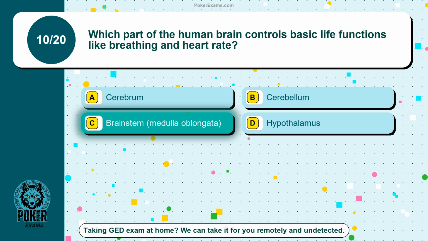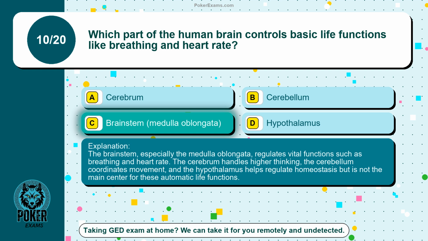The correct answer is option C. Brainstem, medulla oblongata. The brainstem, especially the medulla oblongata, regulates vital functions such as breathing and heart rate. The cerebrum handles higher thinking, the cerebellum coordinates movement, and the hypothalamus helps regulate homeostasis but is not the main center for these automatic life functions.